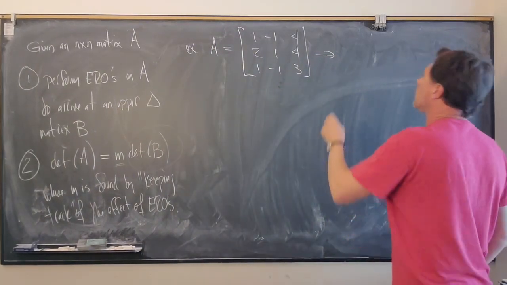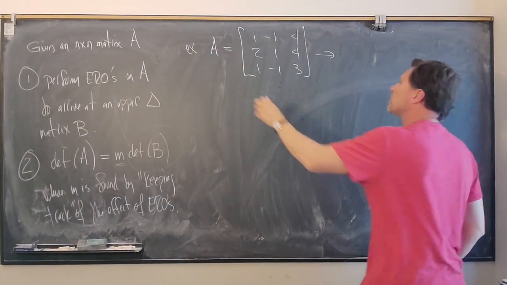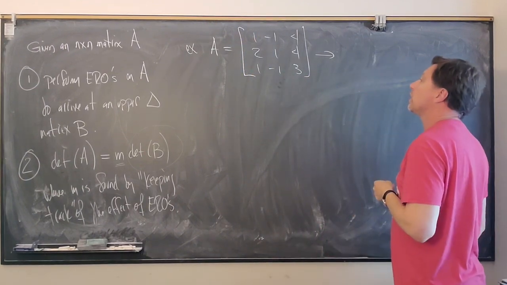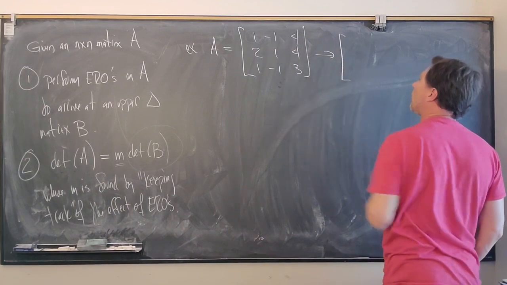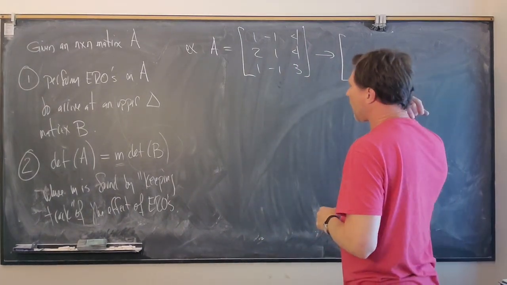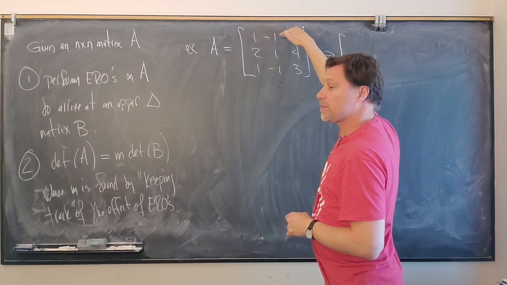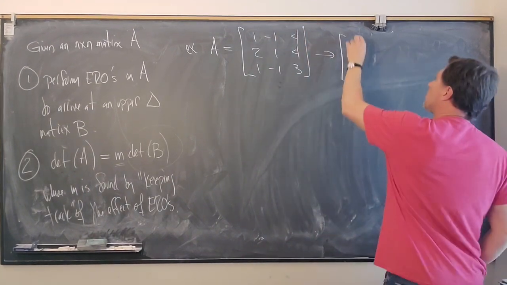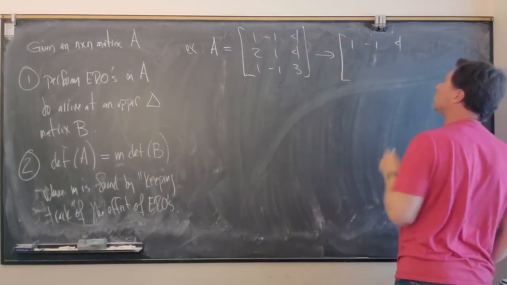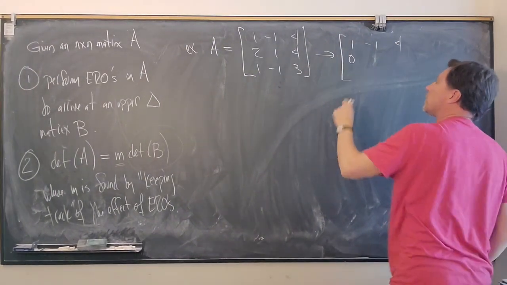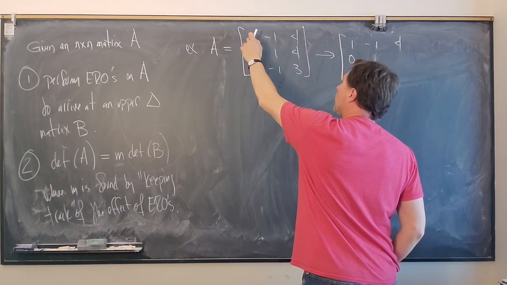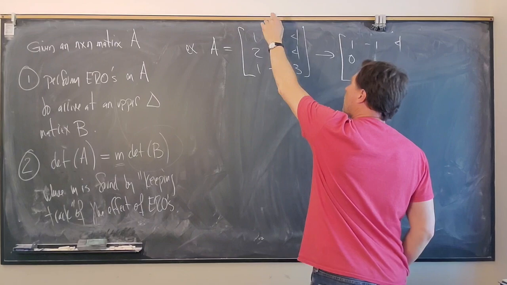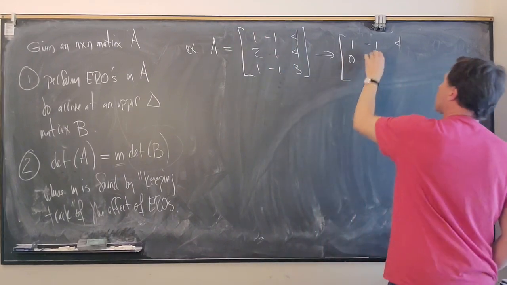So let's see, I want to get this to upper triangular. And so let me see what I would need to do. Okay, so here's a leading 1. I'm going to use it to kill stuff below it. So I'm going to add -2 times the top row to the second row. So that's going to give me a 1, -1, 4. 0, okay, so this was -2 times this, so -2 makes that a +2. +2, so that gives me a 3.